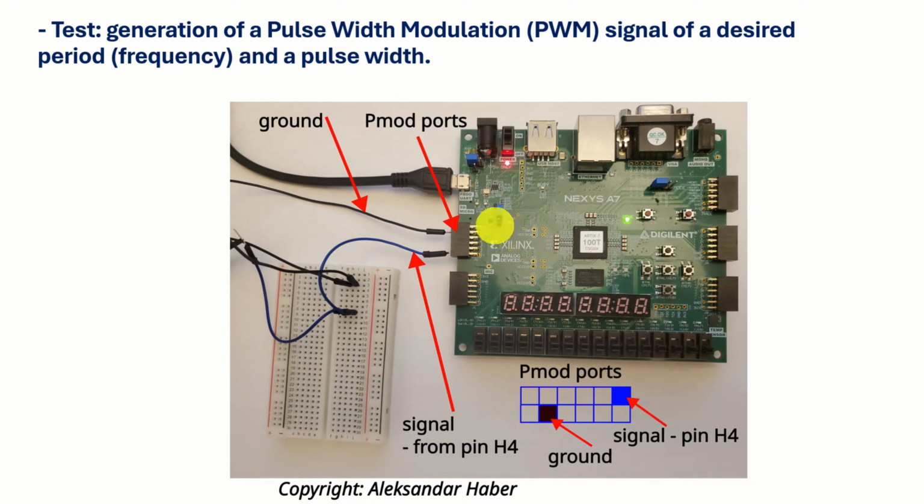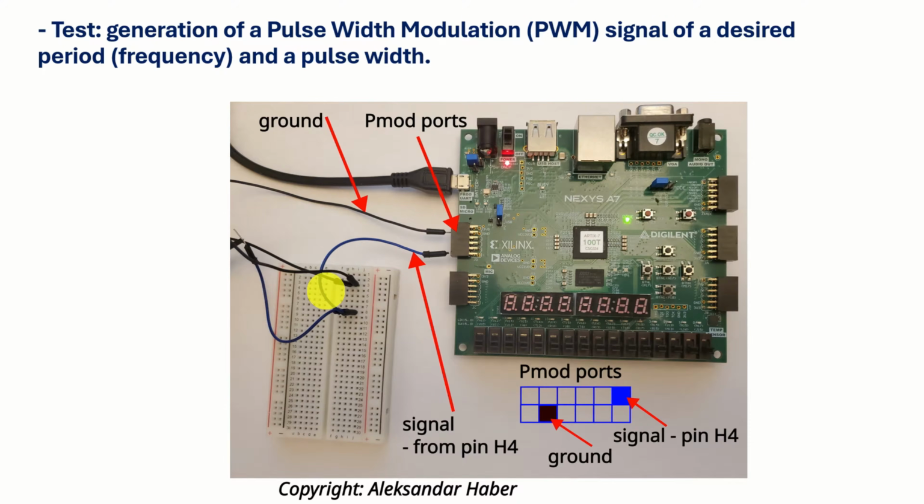So here it is. Here is our PMOD port. This is the ground wire. The ground wire is attached to this pin, and over here is the signal wire, and this is the pin 4. Okay, now you can attach an oscilloscope in order to visualize pulse width modulation signals. Or another idea is to put an LED and a resistor, and then you can actually blink an LED by modulating the pulse width of a pulse width modulation signal.